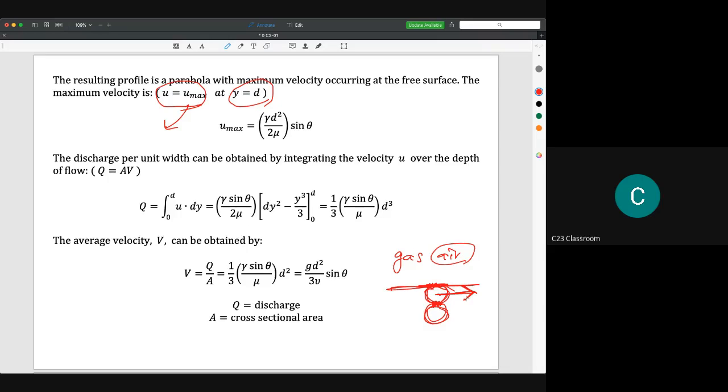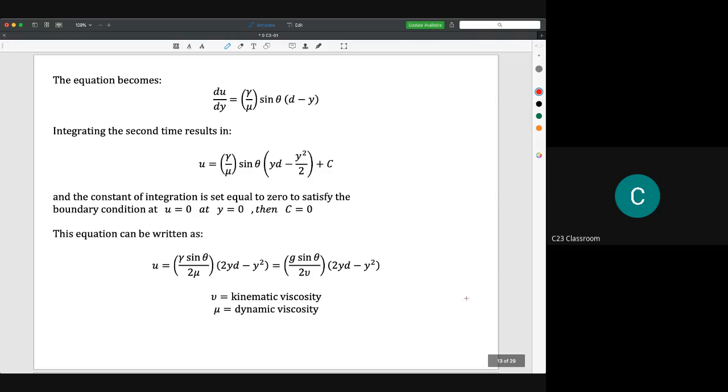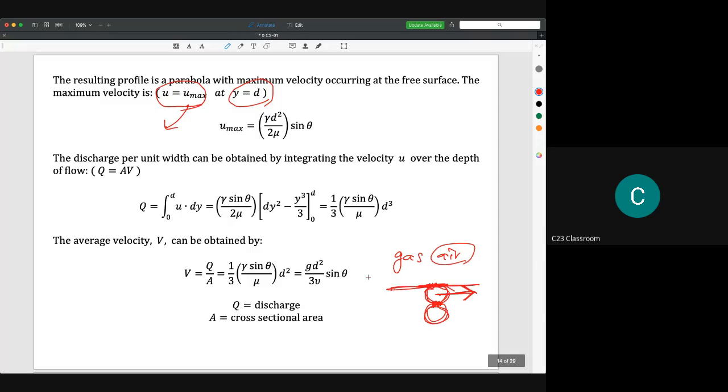So at y equal to d. Then if we substitute with the previous equation that we have here, so we substitute y equal to d, we could get this term. Okay. And then to calculate the flow rate.